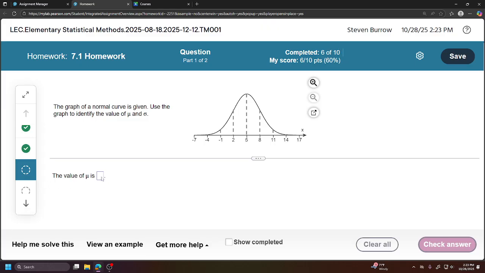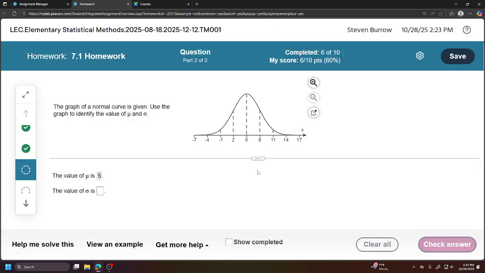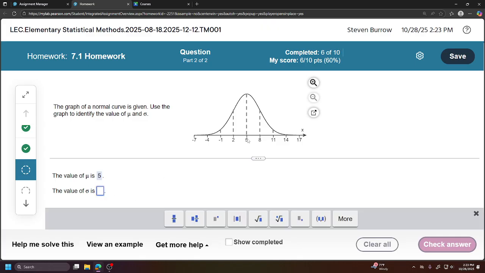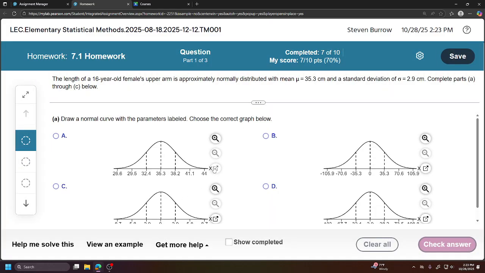Multiple choice. Okay, what's the mean? What's the average here? Sweet. What do you think the standard deviation would be? You're done. We only got 3 questions left. This is what I love doing. This is great. It says, find the one that has a mean of 35 and a standard deviation of 2.9.